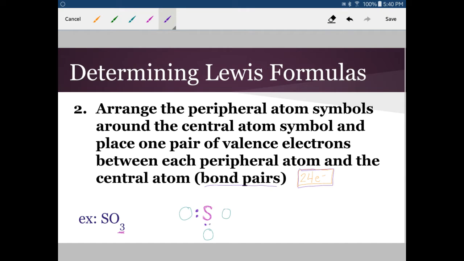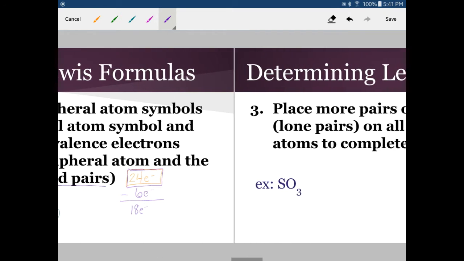So I've put in a total of 6 electrons. Okay, so at this point, I've now used up 6 electrons. So I should probably subtract 6 electrons from my total electrons so that I know how many I have left over to deal with. So now I have 18 electrons remaining that I can kind of play around with. All right, let's take a look at the next step.